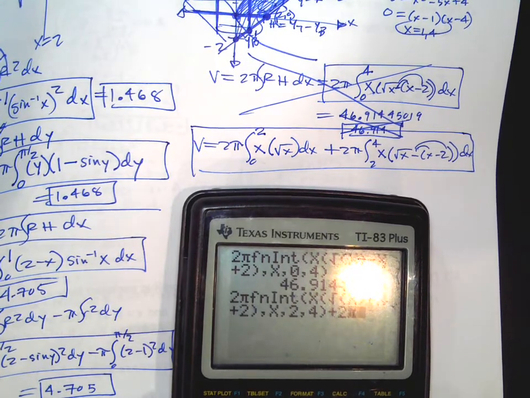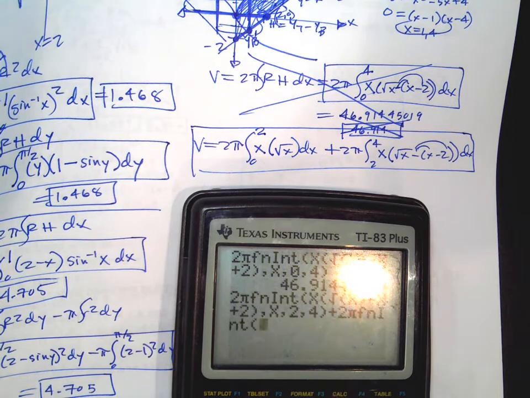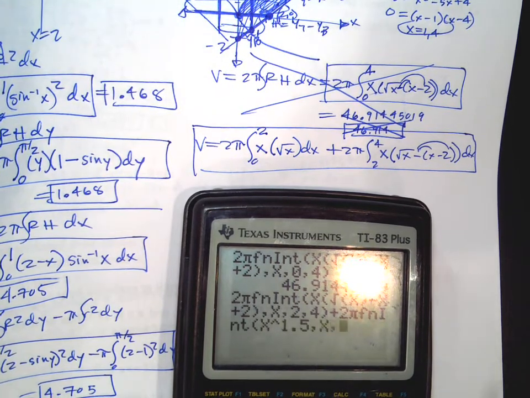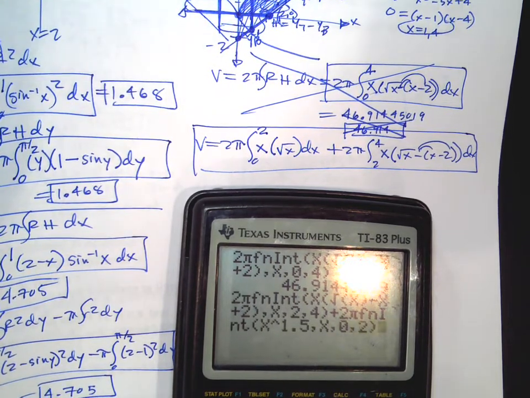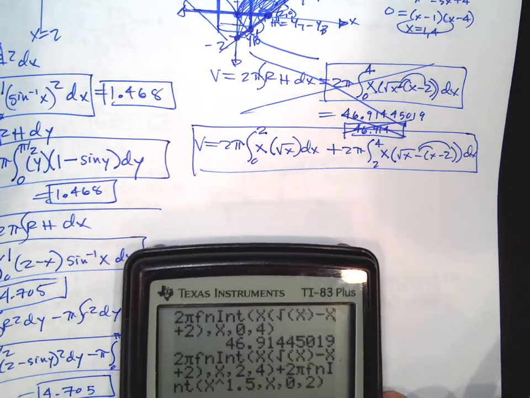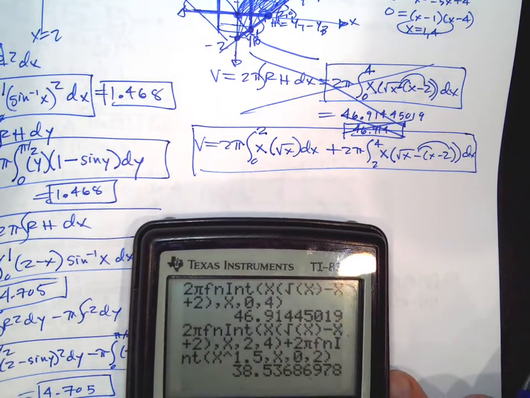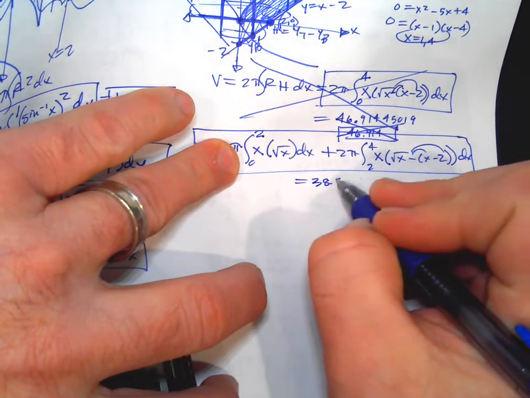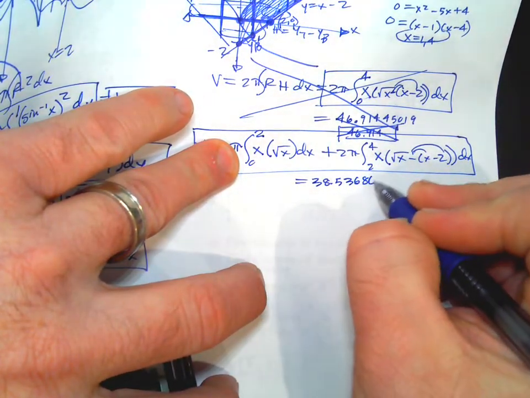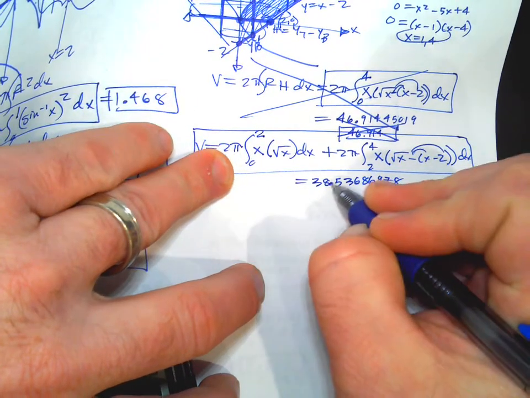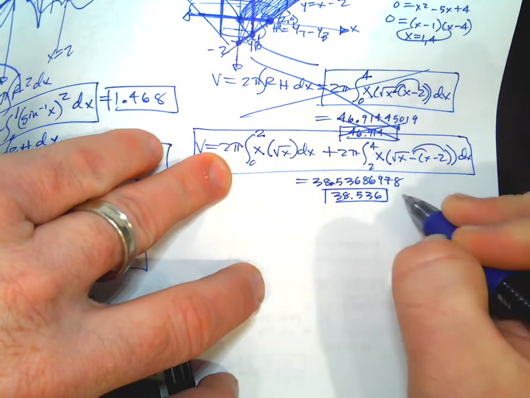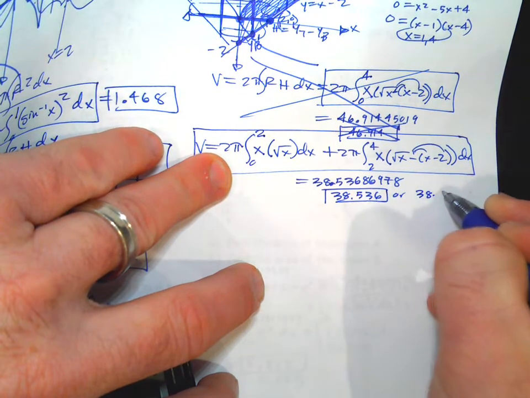Plus 2 pi math 9, x to the 1.5 power, comma x, comma 0, comma 2. So I think this should, yeah, there we go. 38.536869778. Okay, 38.536 for your final answer through decimal accuracy, or 38.537.